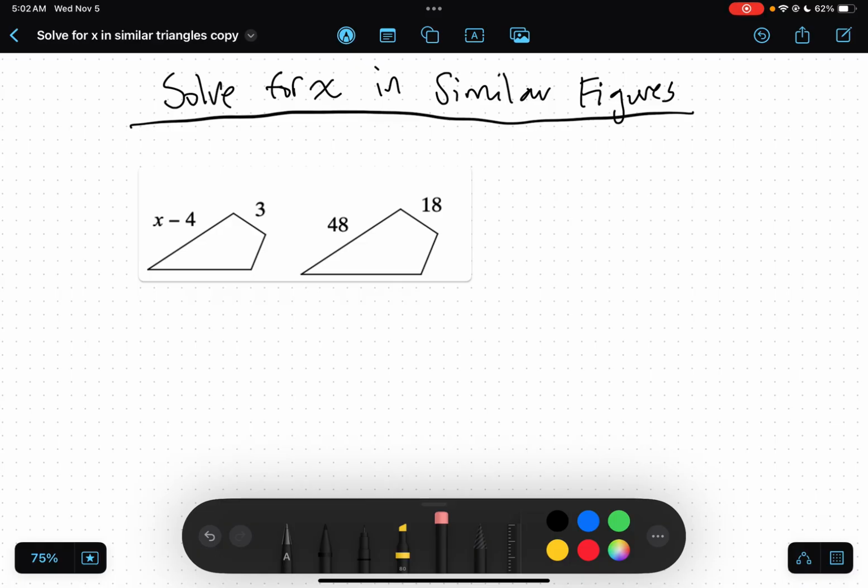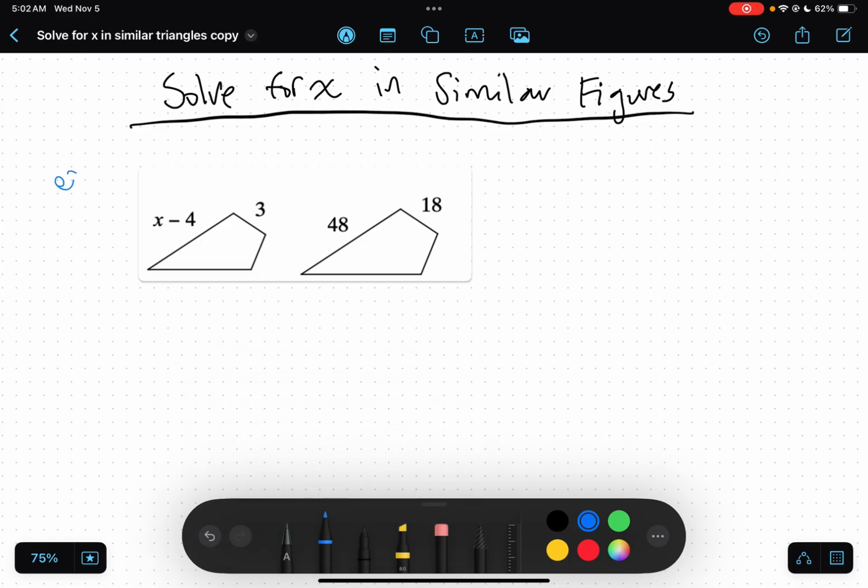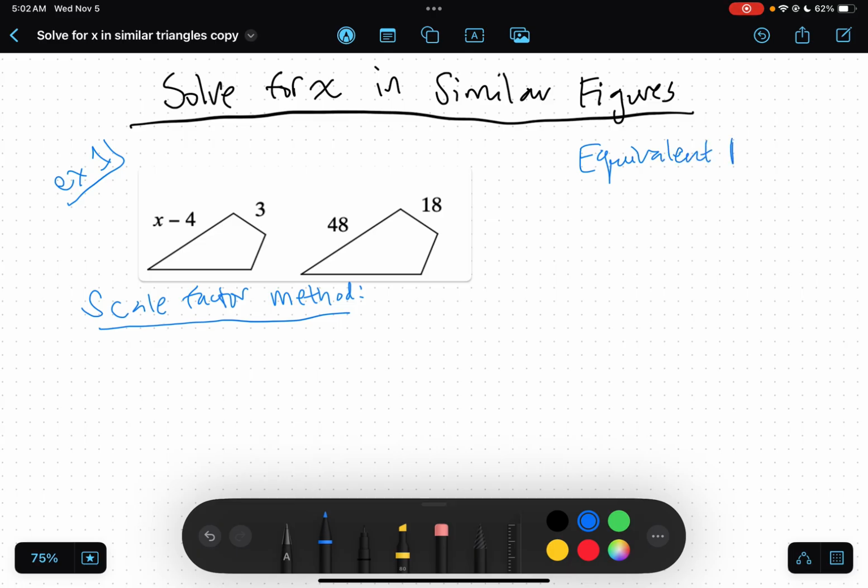So example 1. Okay, example 1. I'll do this two different ways. Let's do it one way using the scale factor method. We'll do one way by working with scale factors, and we'll do another way with equivalent ratios.